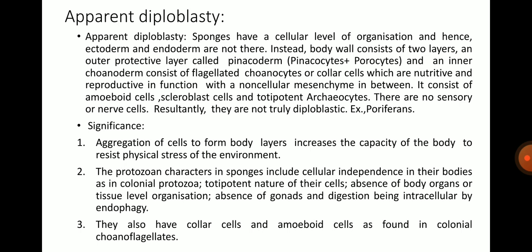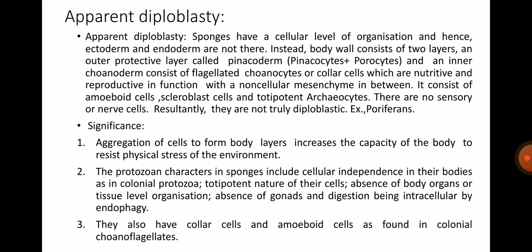There are no sensory or nerve cells. As a result, they are not truly diploblastic. Examples are the poriferans. So, what is the significance of this type of diploblasty? Here, the first point you can see is that the aggregation of cells to form body layers increases the capacity of the body to resist physical stress of the environment.